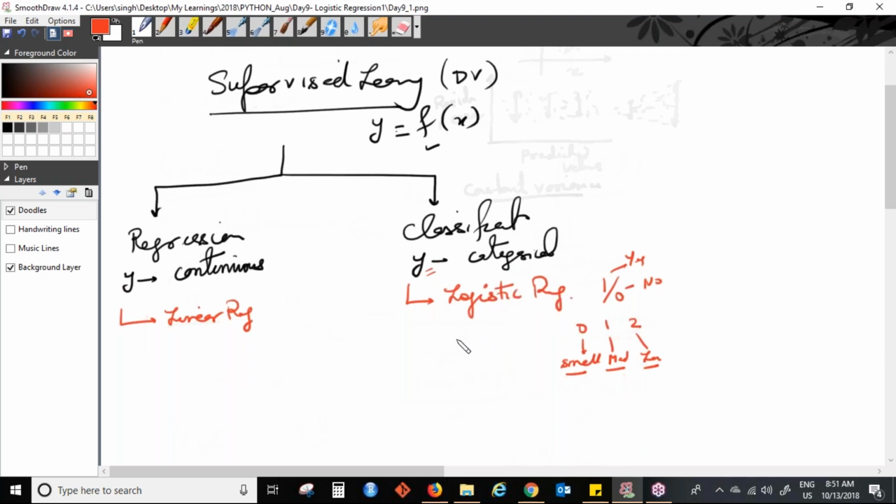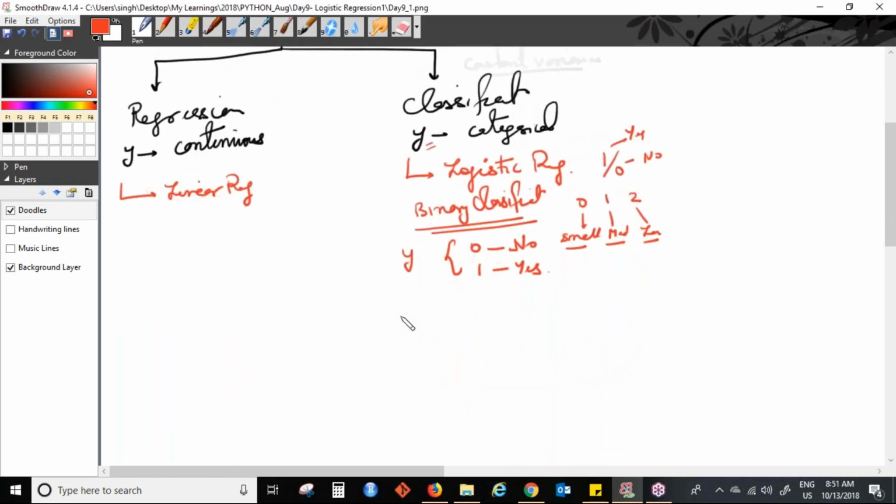We will first start with a very simple case: binary classification. Later we will go to more than two classes, but first binary classification, where our y will take only two values, 0 and 1. 0 means no, 1 means yes. So an example is a bank that wants to know whether to give loans or not. Giving a loan is 1, not giving is 0.